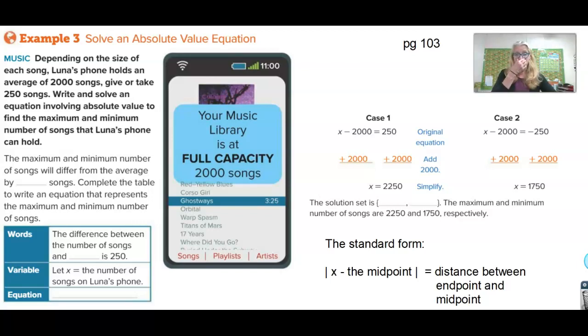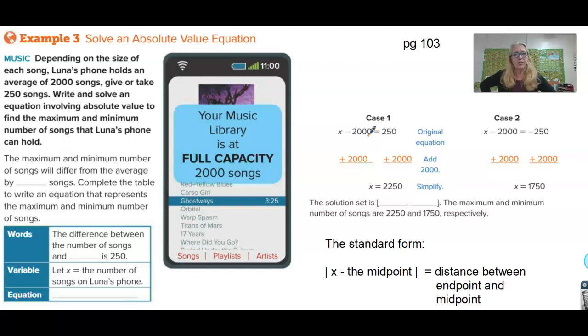All right, I thought this was a little overwhelming at first when I first started teaching algebra years ago. And so I added this little thing down here. This isn't in your workbook, but the standard form of an absolute value equation would be x minus whatever the midpoint is, and then the number over here is the distance between the endpoint and the midpoint, okay? So for this example, the midpoint is 2,000 songs, and then she has the capability of maybe 250 extra songs, or it could be 250 fewer songs. Okay, but the midpoint is the 2,000.